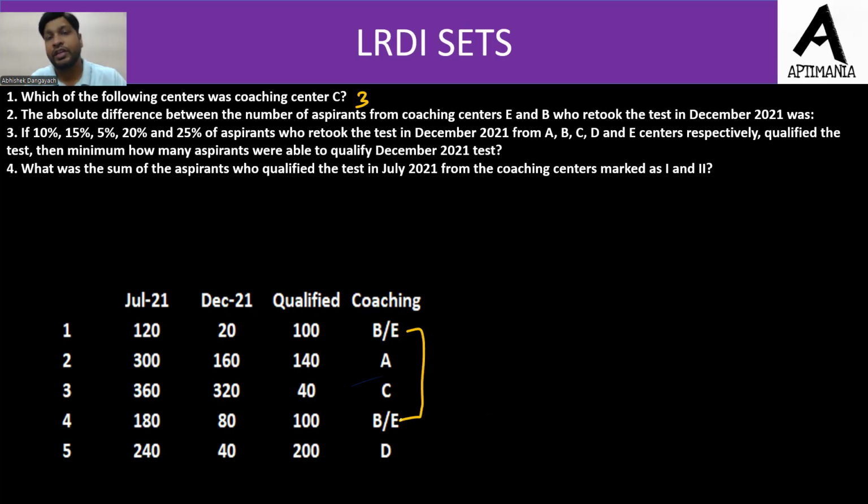We are not sure which one is B, which one is E, but then the question is talking about the absolute difference, right? Who retook the test in December? So retook the test in December, so 20 and 80. The difference is 60.